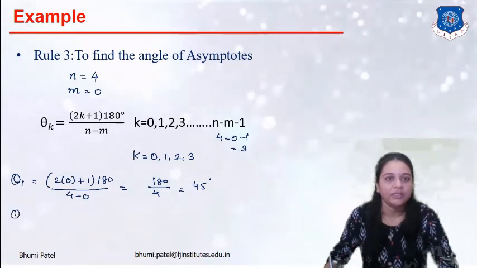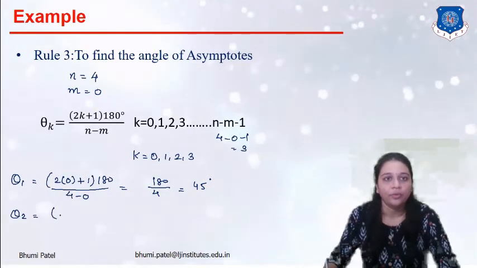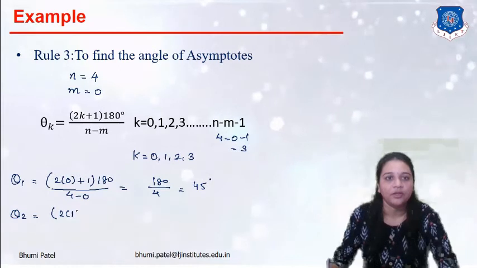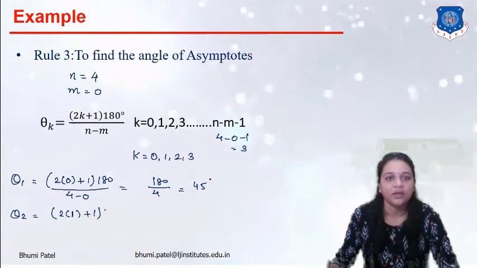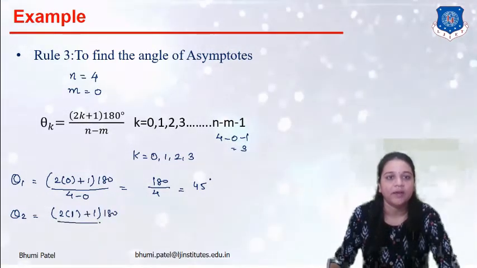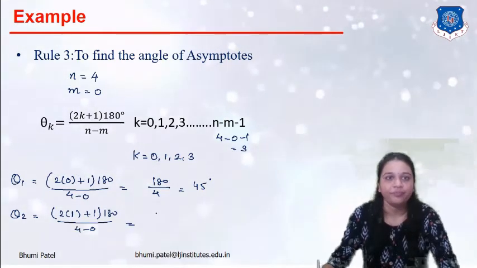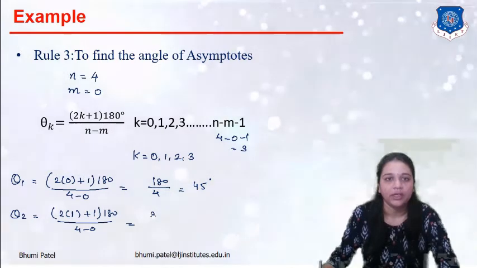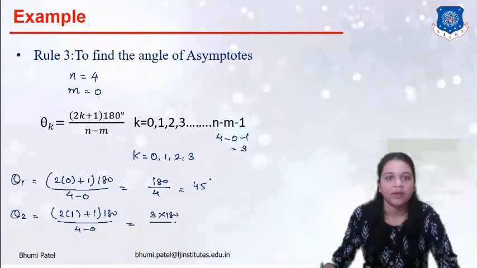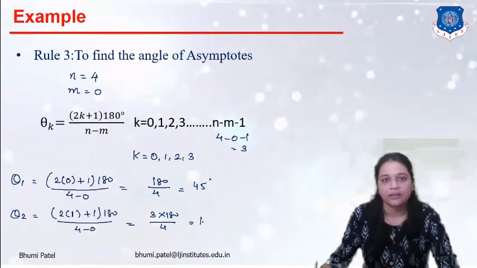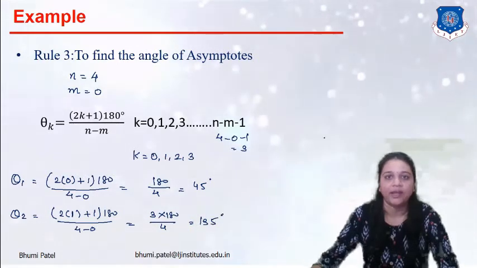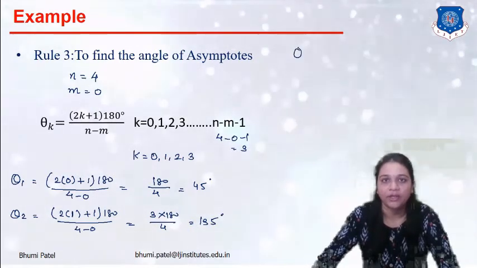Now theta 2 is equal to (2 × 1 + 1) × 180 / (4 − 0), that means 3 × 180 / 4, and we can get the angle 135. Now we have to find the value of theta 3.